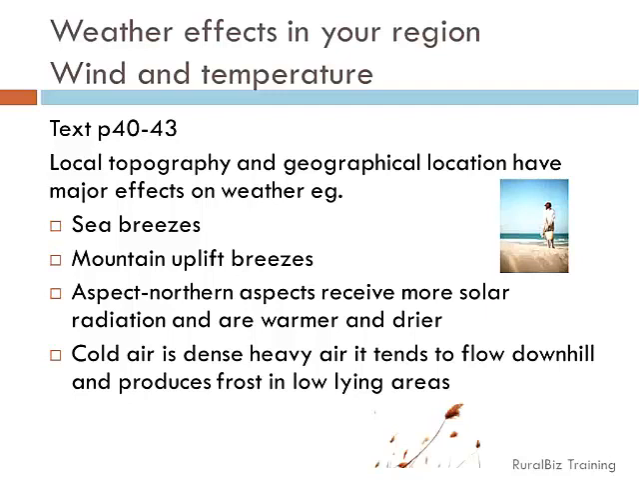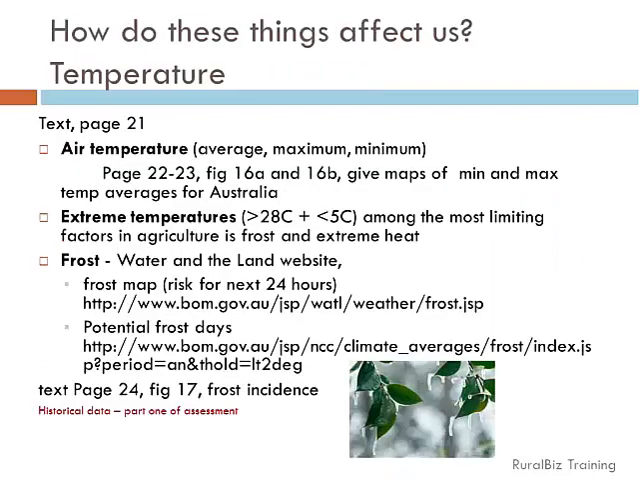Cold air is dense, heavy air. It tends to flow downhill and produce frost in low-lying areas. We've all seen early in the morning the frost in the bottom of the paddock, whereas it's not up higher on the ridges. It's because the frosty air is actually heavier air. It's denser and it falls downwards.